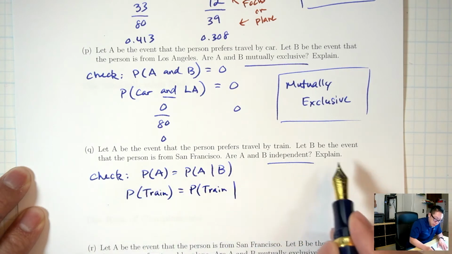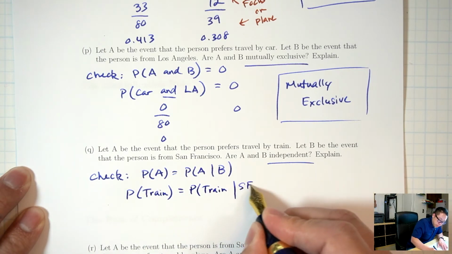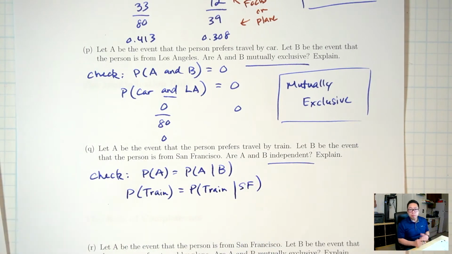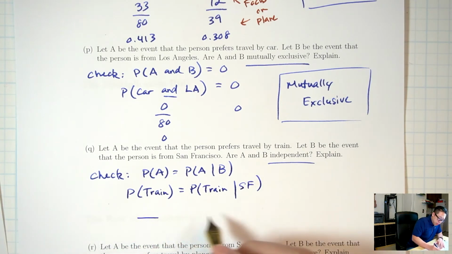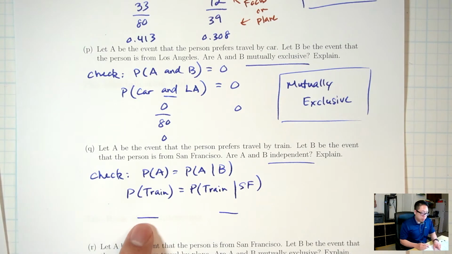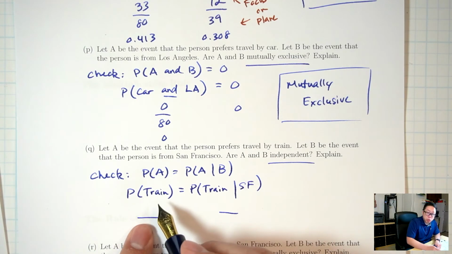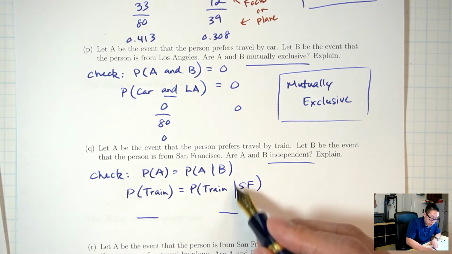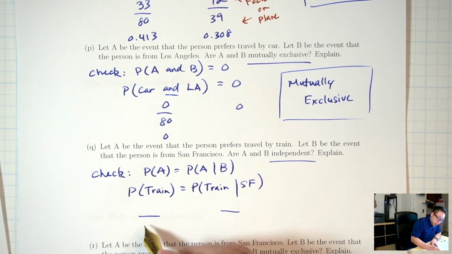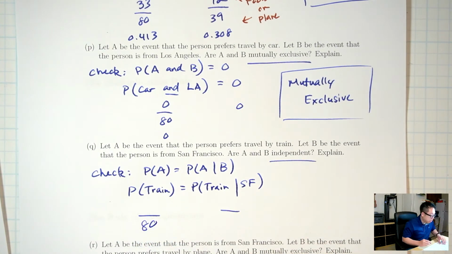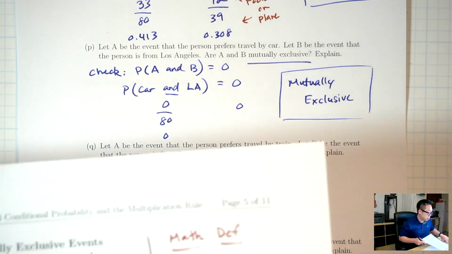B meant San Francisco. Okay, and then we're going to calculate left side, right side separately. Left side is just probably a regular train. I don't see a given, so the bottom is going to be everybody here, which is 80. And then how many trains do I have?